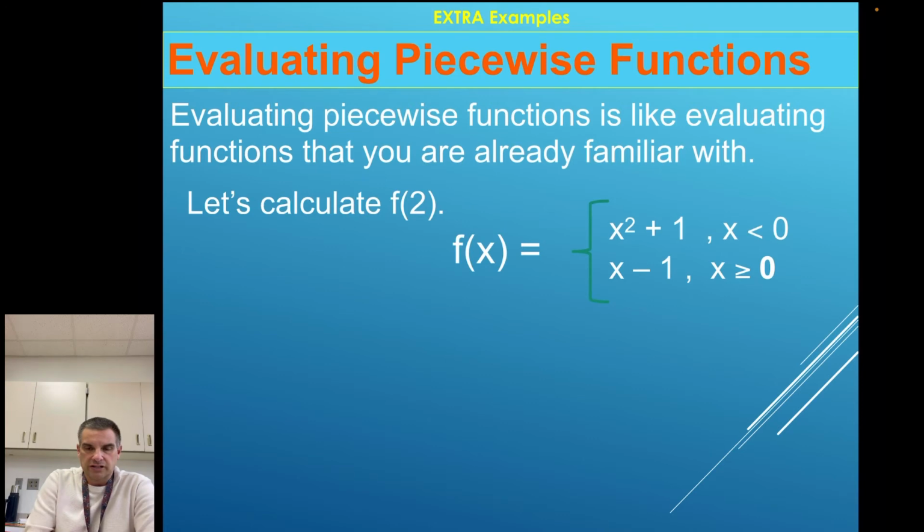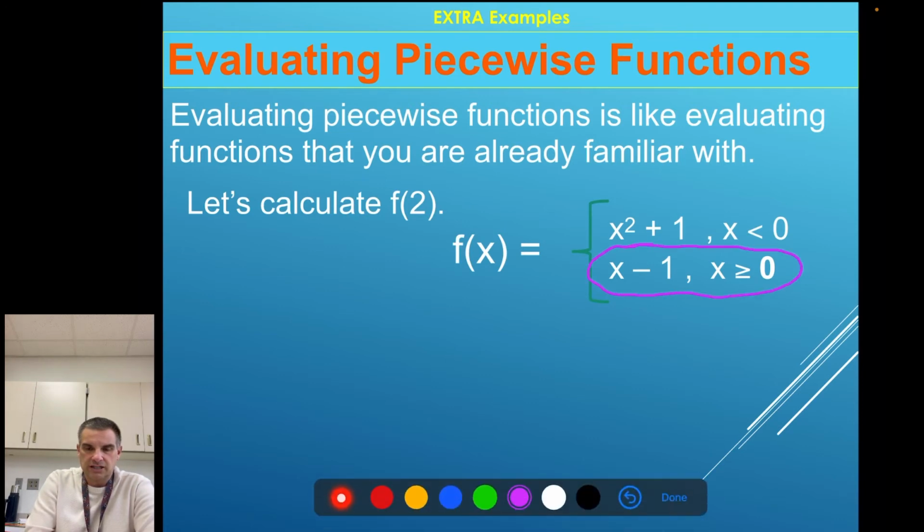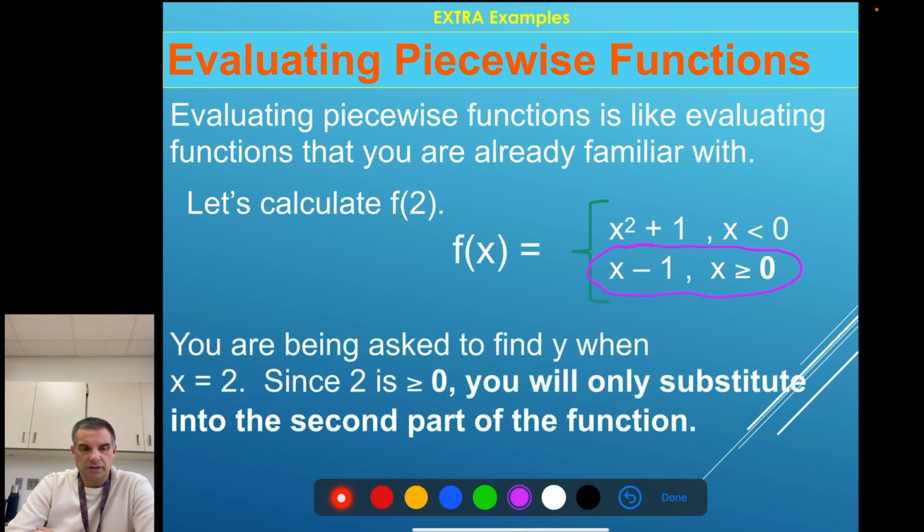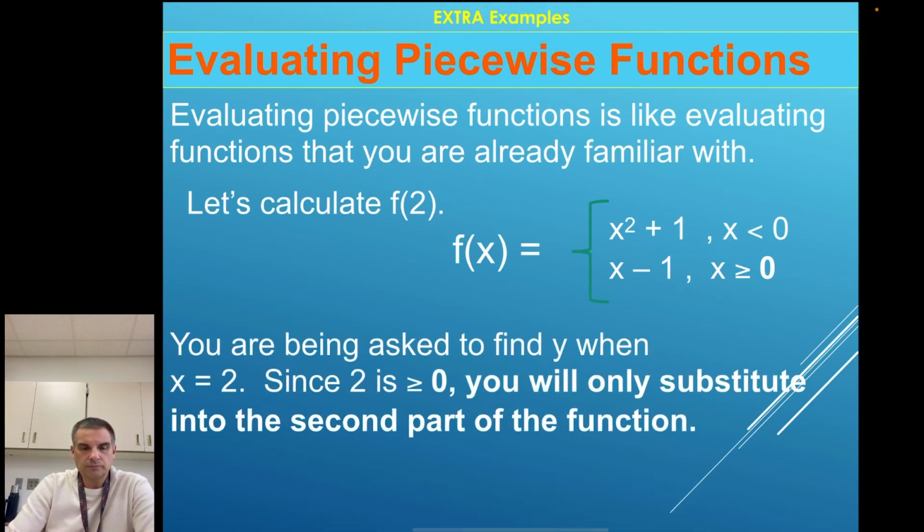2 is greater than 0, so that means it needs to go inside of that function. Then anywhere I see an x in that function, I'm going to replace it with a 2. We substitute it in there. 2 minus 1 is 1. That's the evaluation of that piecewise function.